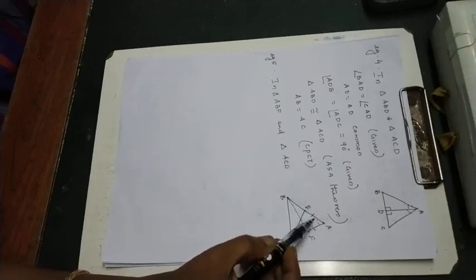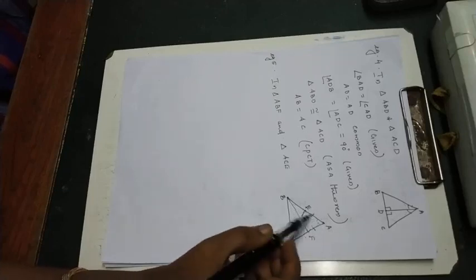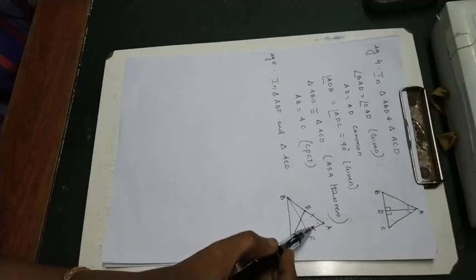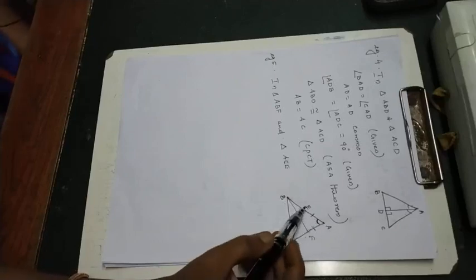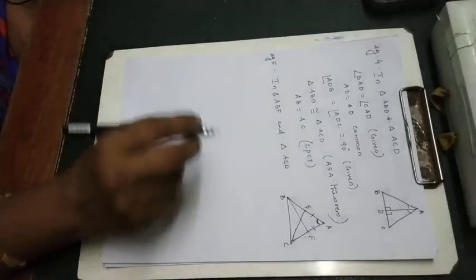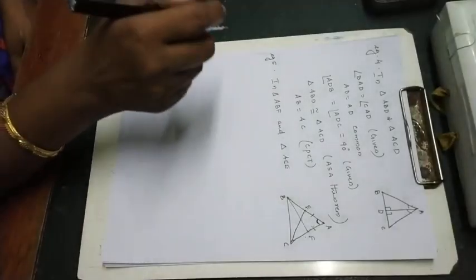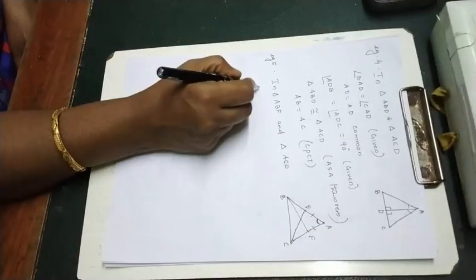This side, then this one side, the next one, the included angle. Okay, so by SAS theorem these two triangles will be congruent. Now let us write that one.